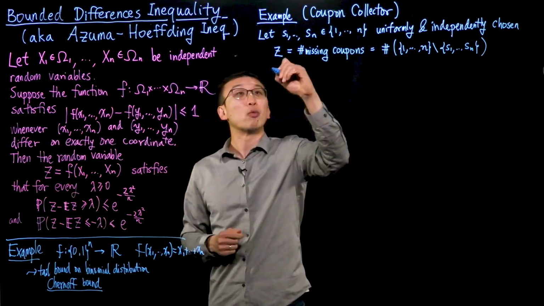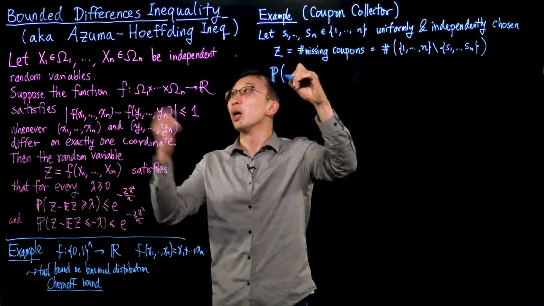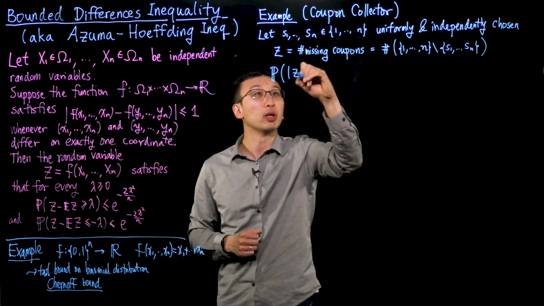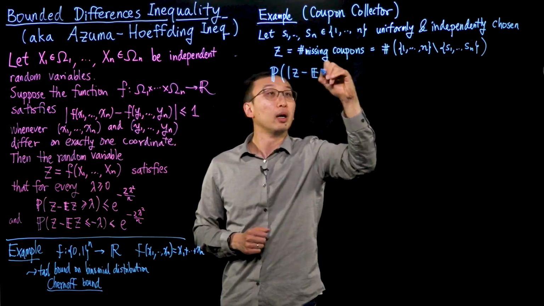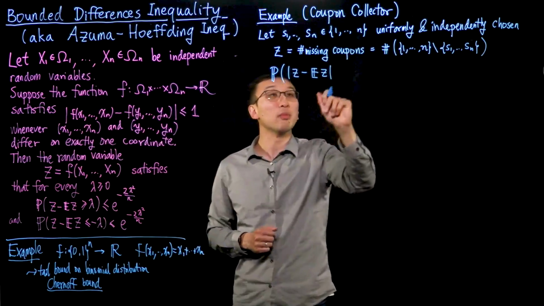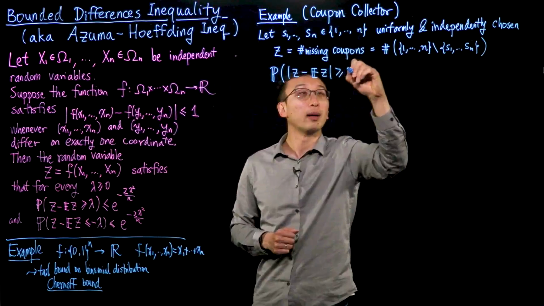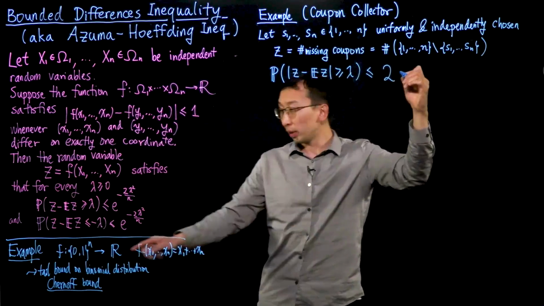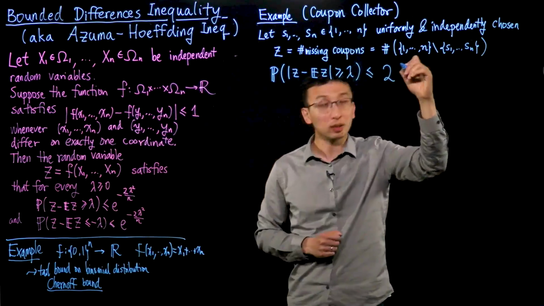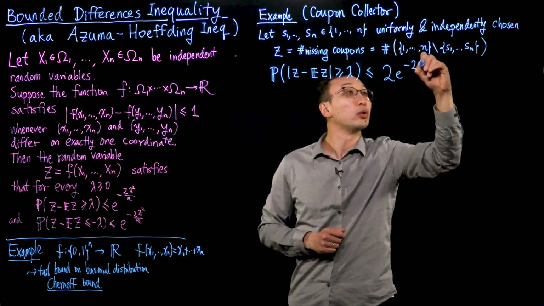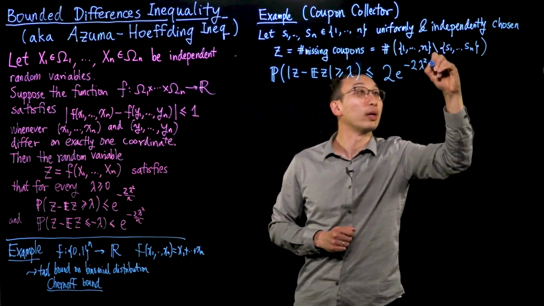So this means that we can apply the bounded differences inequality to deduce the conclusion that the probability that Z deviates from its expectation by more than lambda is at most 2, because here we're using upper and lower bounds simultaneously, times e to the minus 2 lambda squared over n.